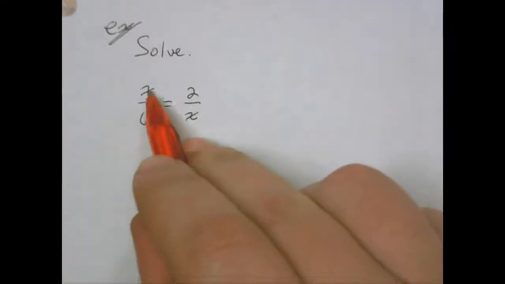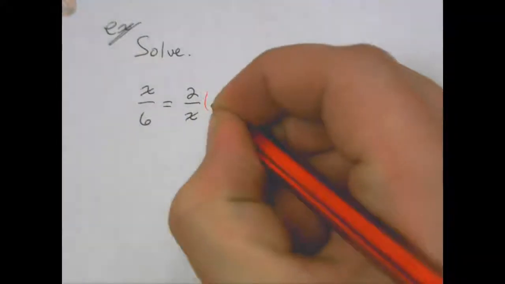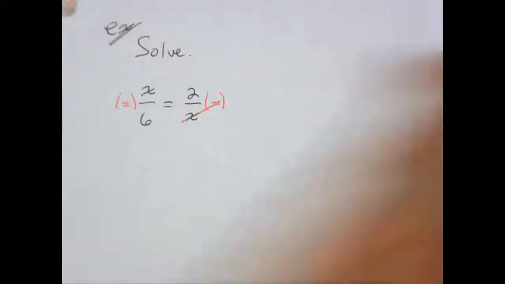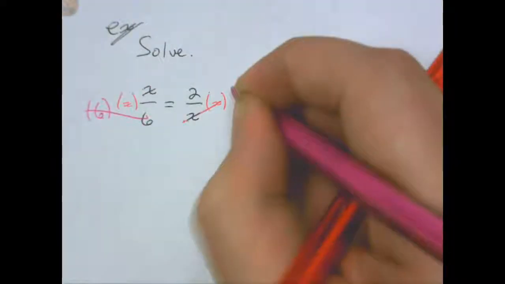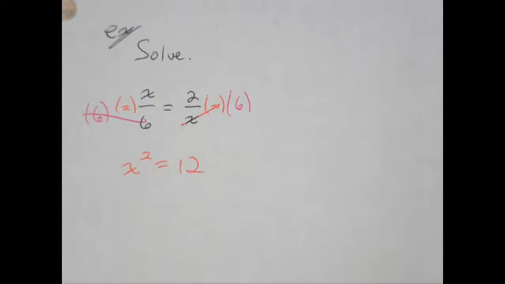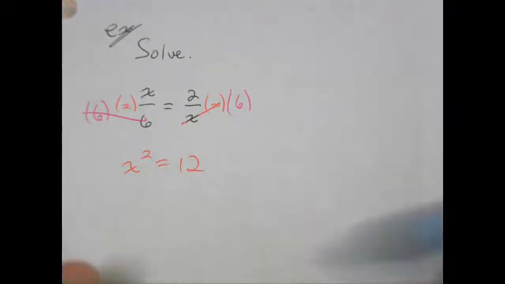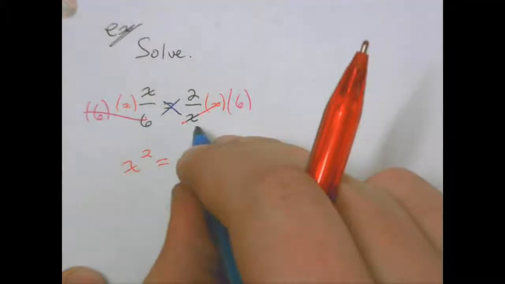All right, with this one, what I notice, I have a fraction equals a fraction. So the shortcut is if I multiply both sides by x, I have x times x. And then if I also multiply both sides by 6, 6 divided by 6 makes 1, then I will get to x squared equals 12. Well, that looks a lot easier. You probably learned this as cross multiplying. Cross multiply, divide, right? So essentially it's the same thing.